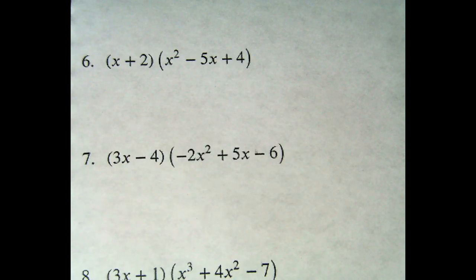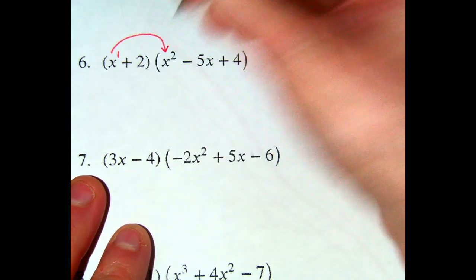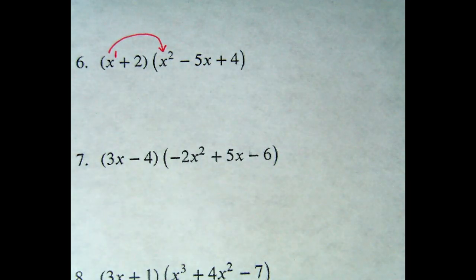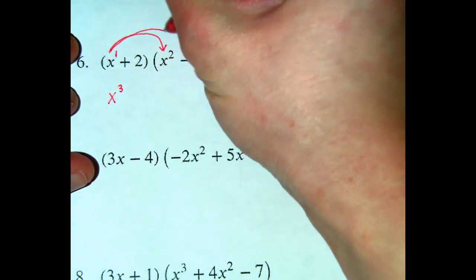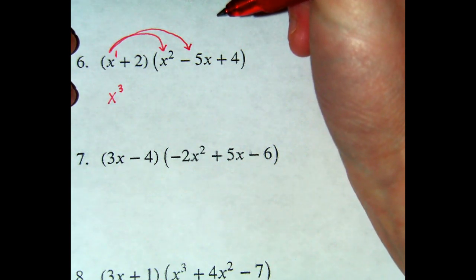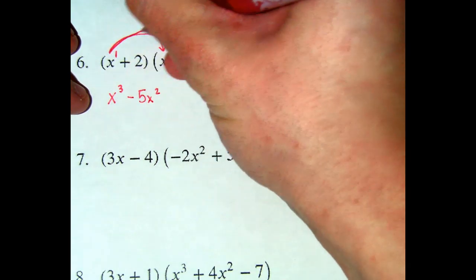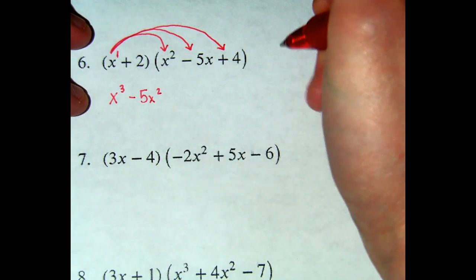Is having 3 terms going to change what we do? No, it just means we're going to do what? We're going to do more. Literally, we're just going to do more. So I'm still going to distribute everything in the left set of parentheses to everything in the right. So what is x times x squared? X cubed. It seems like we've done that a lot by now. X times negative 5x. Negative 5x squared.